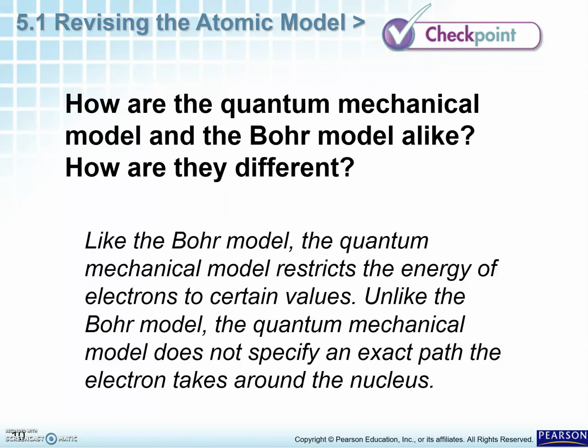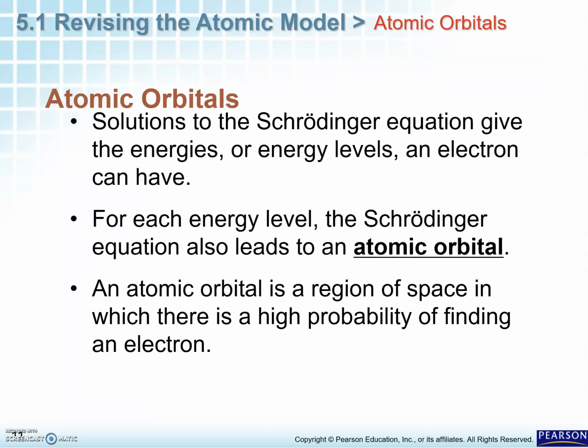So overall, our quantum mechanical model is very similar to that of Niels Bohr, where you have the quantized energy, so you can only go up specific rungs of that ladder. But unlike Bohr, this quantum mechanical model doesn't specify any exact path. It just gives you a probability.